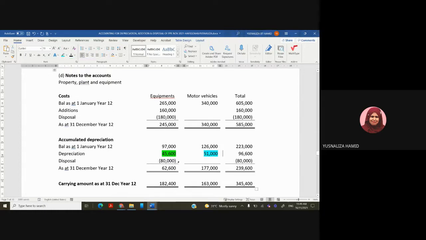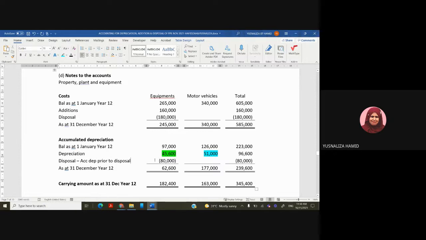And bear in mind, take note on this, the one that you remove here, 80,000, is the one that is accumulated depreciation prior to disposal, meaning that the one in the prior year plus the one in the current year up to the date of disposal.